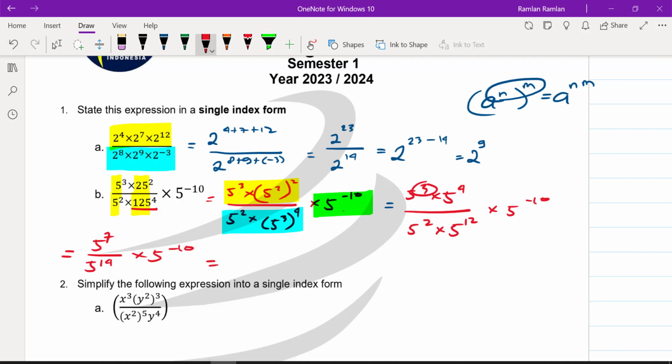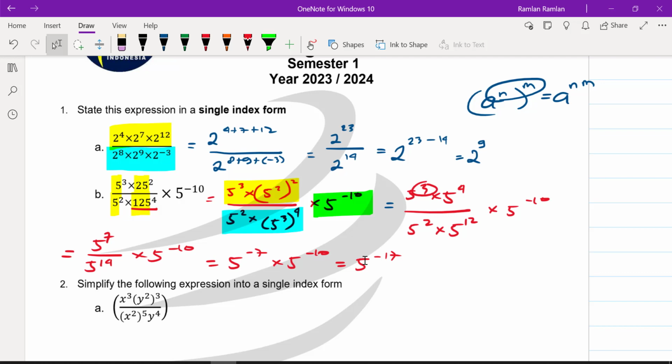So that will be equals to 5 to the power of negative 7, and this guy doesn't change. And then multiply that with 5 to the power of negative 10. Okay, the last one, we can combine this because, again, they have the same base, and because they're being multiplied, you can just add the power, right? And that will be 5 to the power of negative 7 plus negative 10. That will be 5 to the power of negative 17.